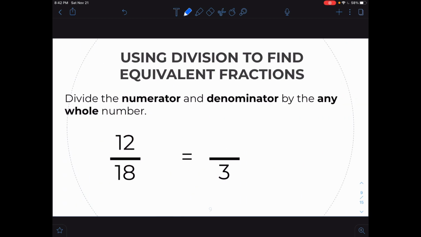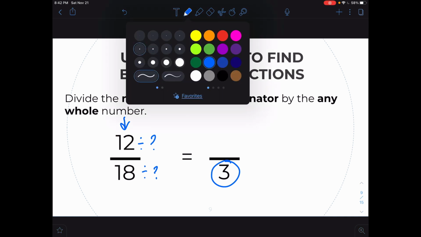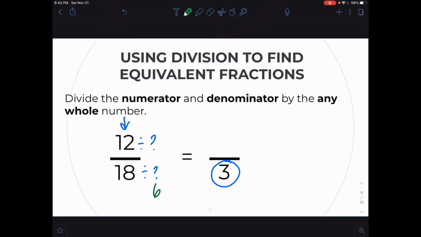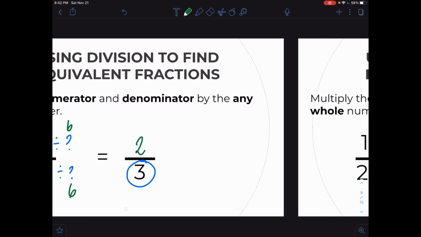Let's try a couple of problems. Let's say I have 12/18 and I want to find an equivalent fraction whose denominator is 3. So I think 18 divided by what number is 3, and I want to divide 12 by that same number. Well, 18 divided by 6 is 3, so 12 divided by 6 is 2, which gives me the equivalent fraction of 2/3.